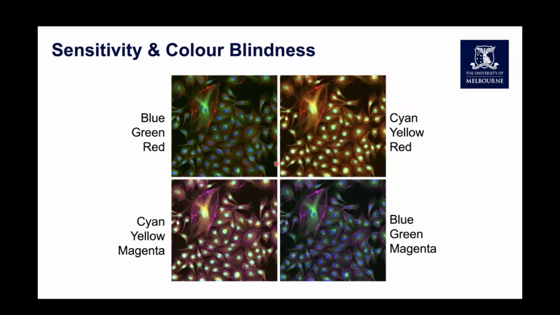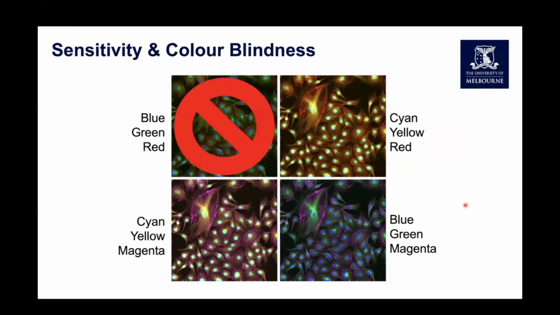And then finally, I mentioned the red, green, blue is not a good combination. Certainly the red and the green is a common color blindness, so that's probably one to be avoided. There are other combinations that work reasonably well. So things like cyan, yellow, and red, cyan, yellow, and magenta, or blue, green, and magenta as well. So again, use the individual channel panels as grayscale, but maybe use something like blue, green, red as your merge channel.